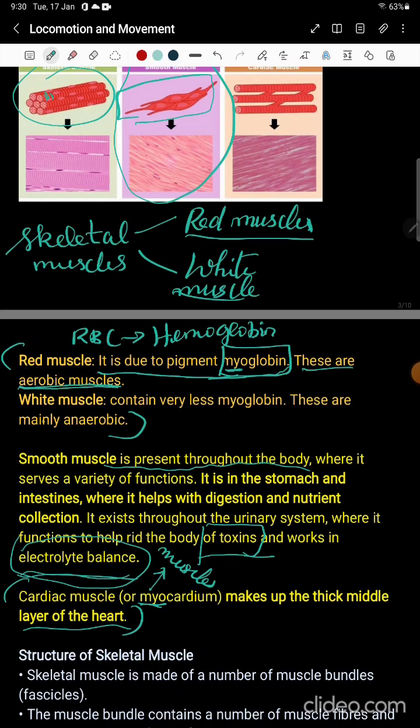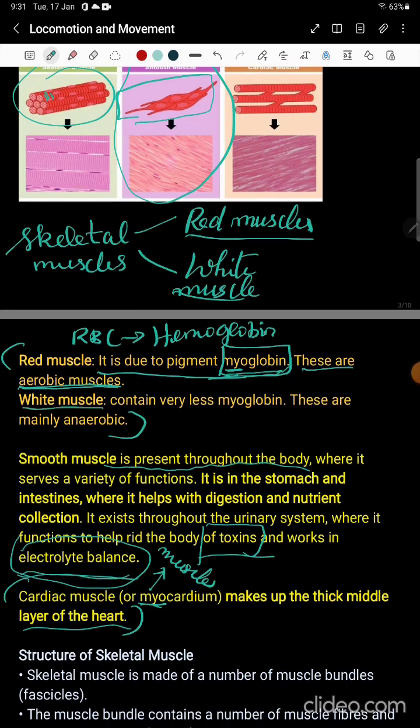Red muscle and white muscle are one of the differentiations of skeletal muscle. The red muscle has a pigment called myoglobin. Due to this myoglobin pigment, you can see a higher concentration of oxygen molecules. That's why they are mentioned here as aerobic muscles.